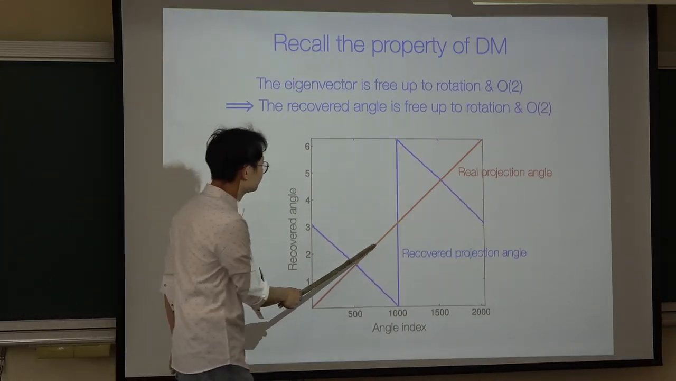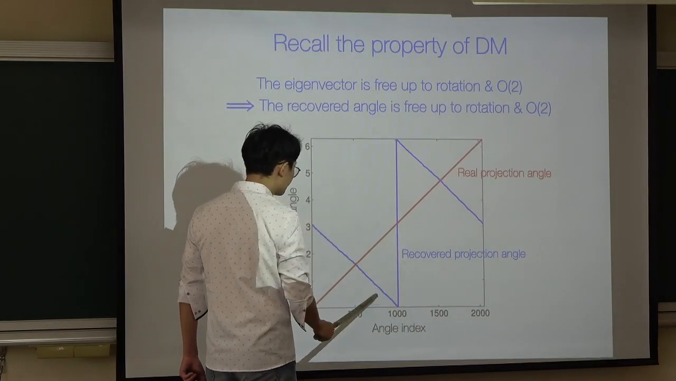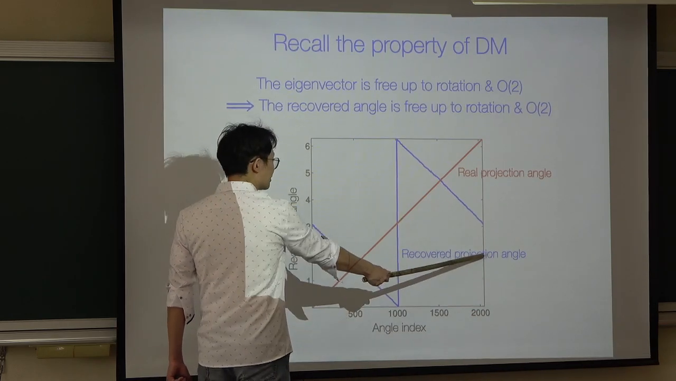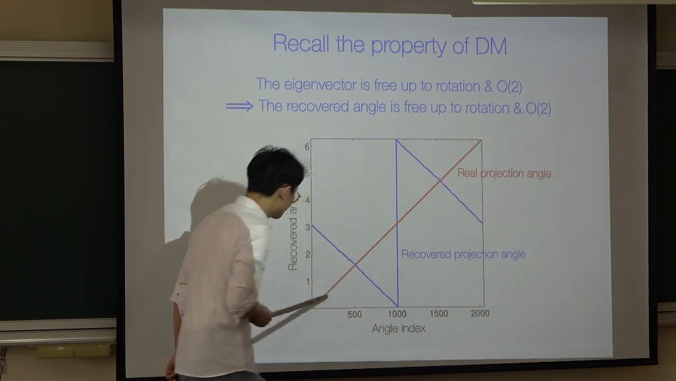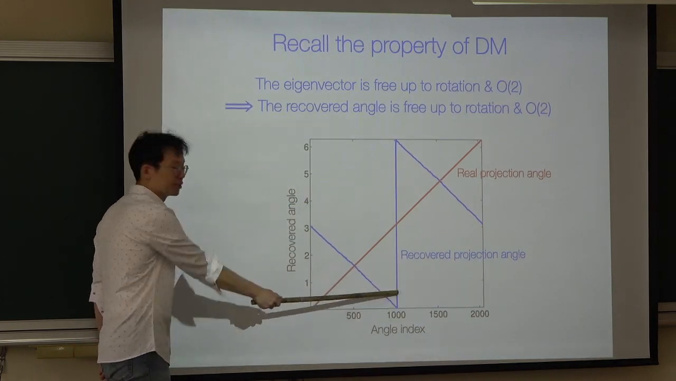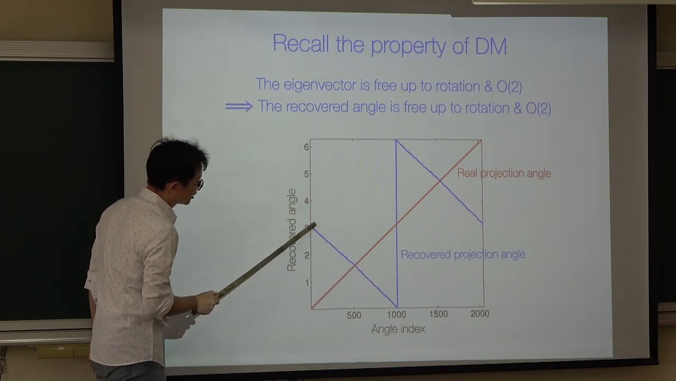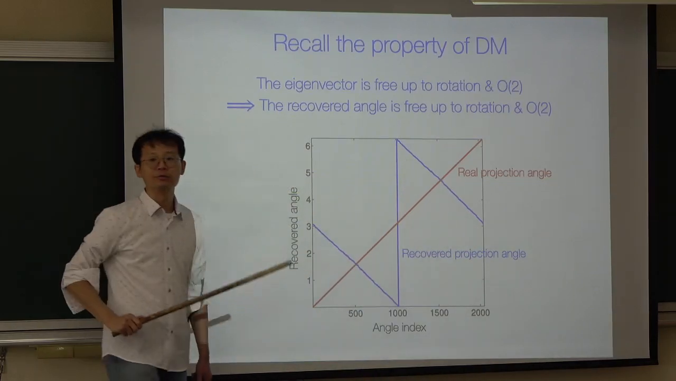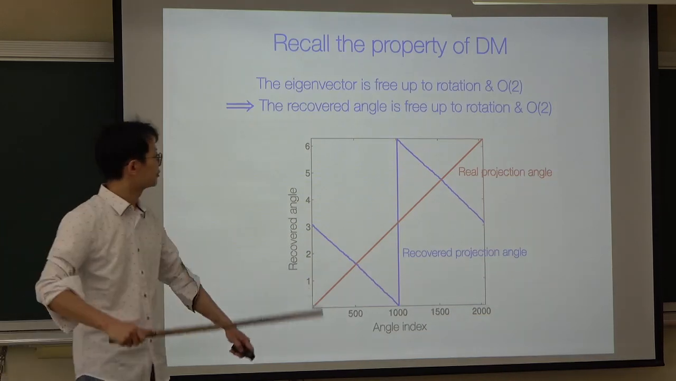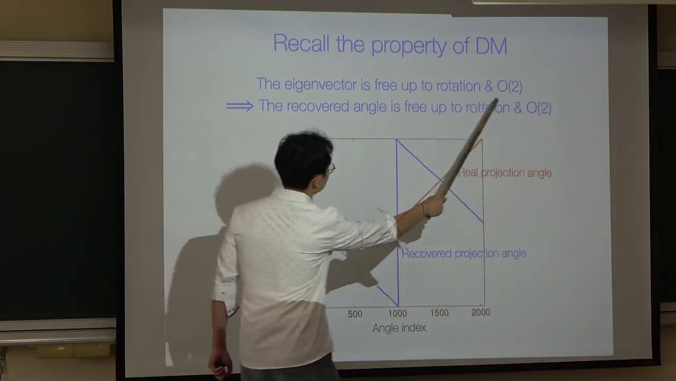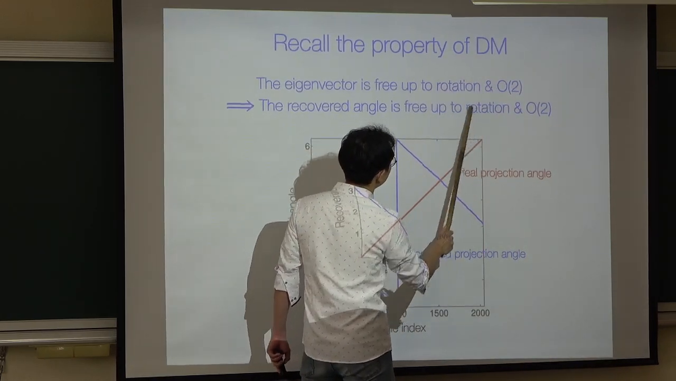So this is an example. The real projection angle is the red one, but you see that the recovered projection angle by diffusion map is actually in this direction, and there is a shift. So this is the SO2 freedom, and you get this direction, that is the O2 freedom, the reflection freedom. So it should just say O2, not rotation and O2. I should say just O2. Okay, just remove this one, only O2.